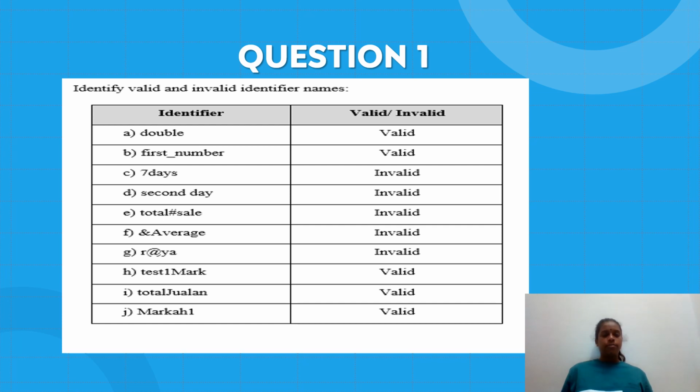Question 1. Identify valid and invalid identifier names. Double is valid. First number is valid. 7days is invalid because there is a space between 7 and days. Second day is invalid because there is a space between second and day.